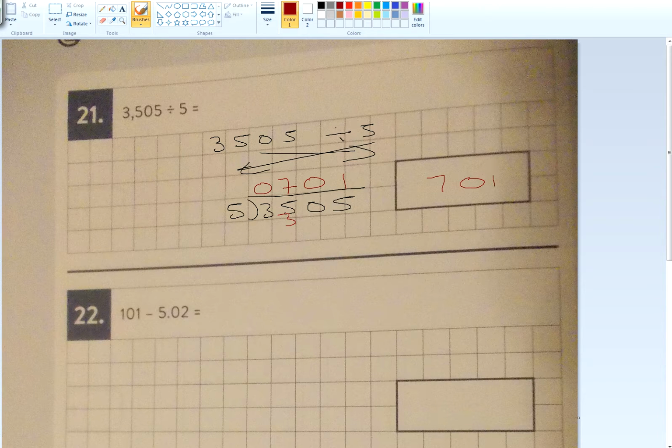Okay, let's just quickly pause. Okay, we have 101. 101. And we have to minus 5.02. Now, where do you put the 5.02? You put the 5 where? There.